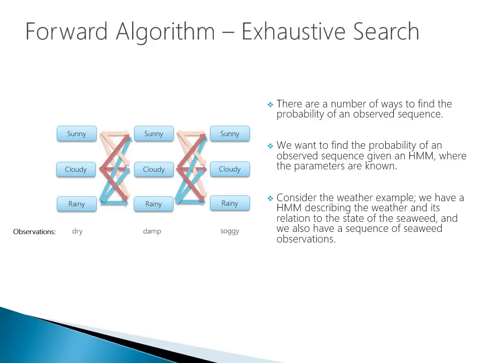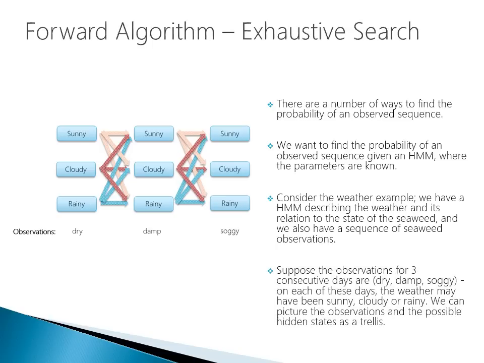Consider the weather example. We have a hidden Markov model describing the weather and its relation to the state of the seaweed, and we also have a sequence of seaweed observations. Suppose the observations for 3 consecutive days are dry seaweed, damp seaweed, and soggy seaweed. On each of these days, the weather may have been sunny, cloudy, or rainy. We can picture the observations and the possible hidden states as a trellis, and we have a trellis diagram on the left-hand side which shows these different states and all the possibilities.